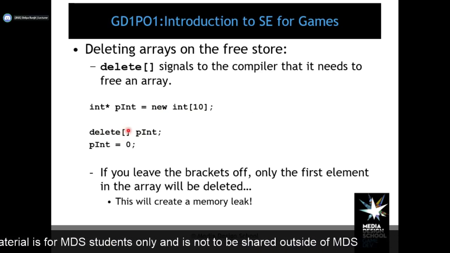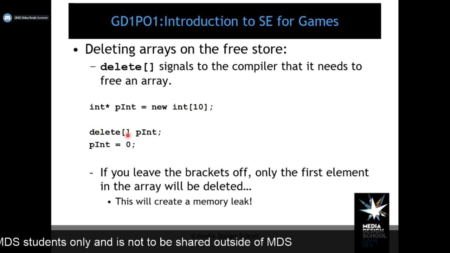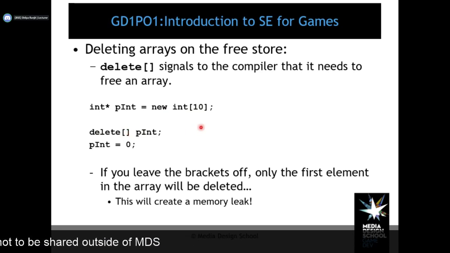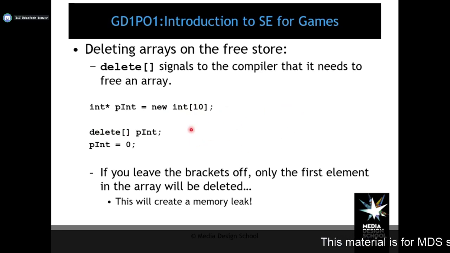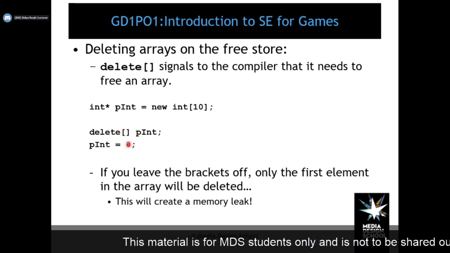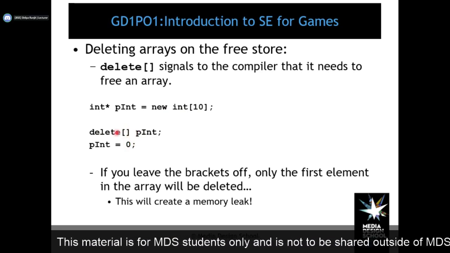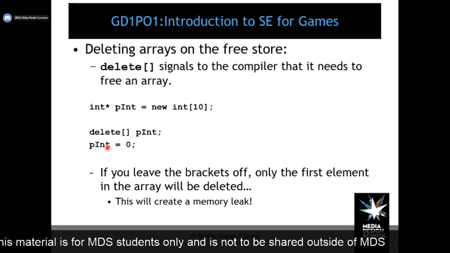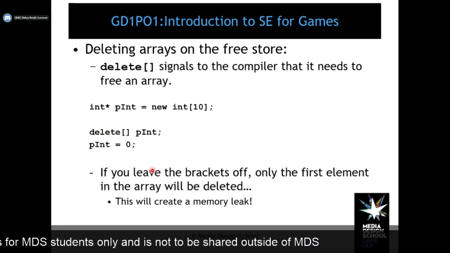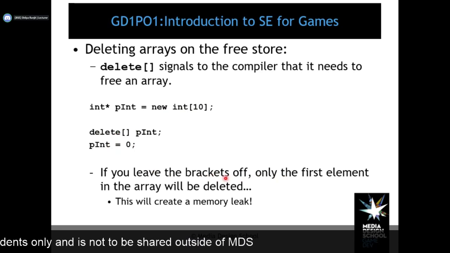The empty square brackets signal to the compiler that it first needs to check the size of the array and then delete all the elements in that array. So in this case, it is 10 elements in the array and it deletes all the 10 elements. Or in other words, it deallocates all the 10 elements. So the delete and empty square bracket is very important in the case of deallocation of an array. And finally, pint is equal to 0. So if you leave the brackets off, remember only the first element will be deleted.